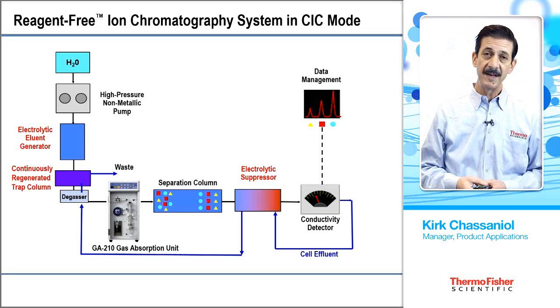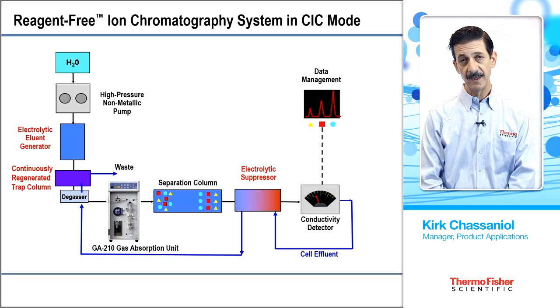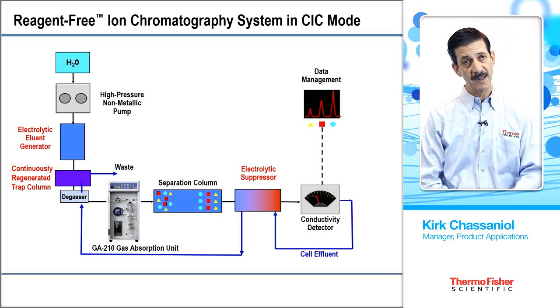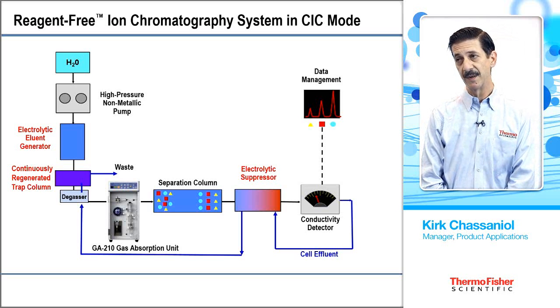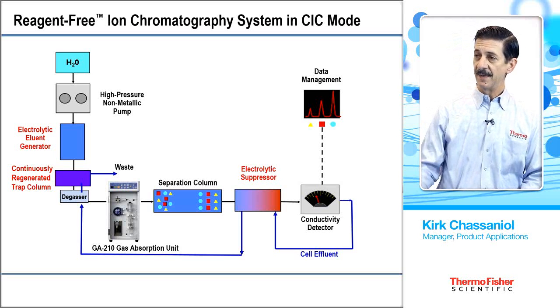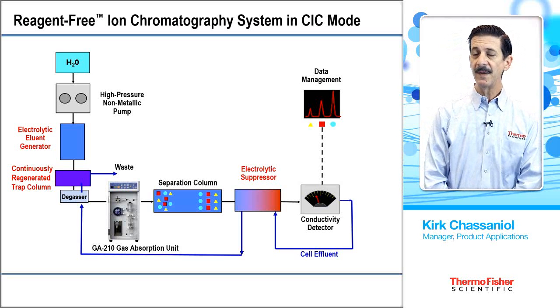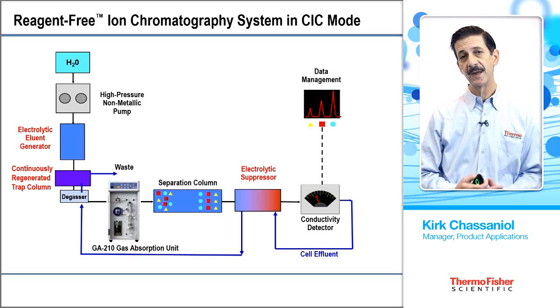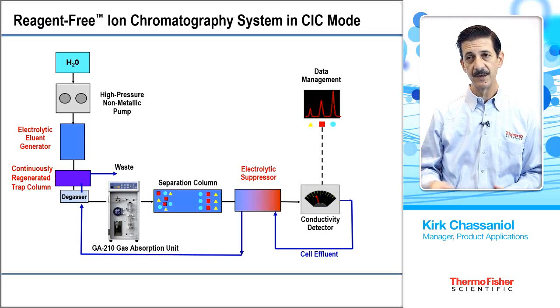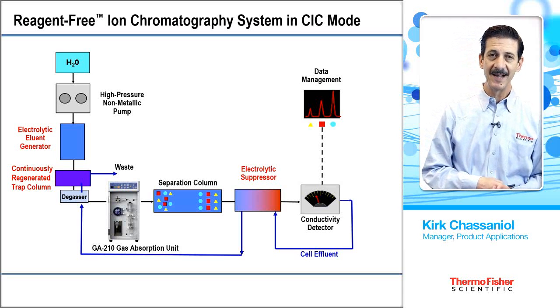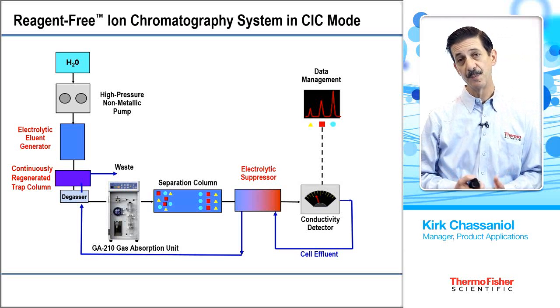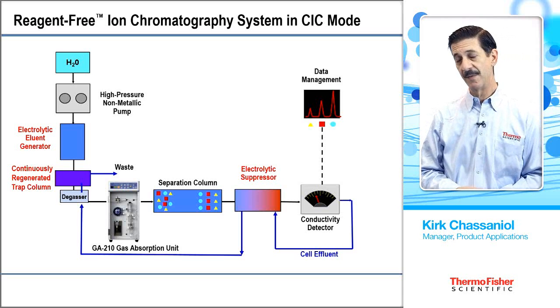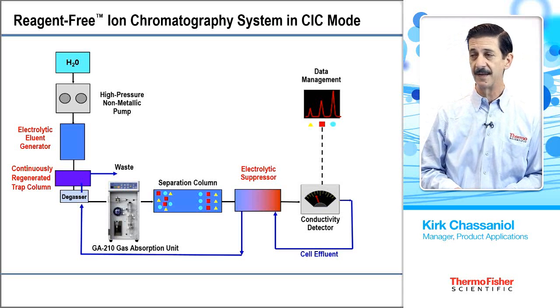I purify that eluent using the continuously regenerated trap column. Again, it scrubs it of any impurities that may be present in the eluent and so forth. And then I separate on the column, and then I employ my electrolytic suppressor, in which case I don't need sulfuric acid to regenerate it. It operates in the recycle mode of operation here. And note in this diagram, I have inserted the gas absorption module, a key component of the combustion IC system that Mark will discuss in later slides.